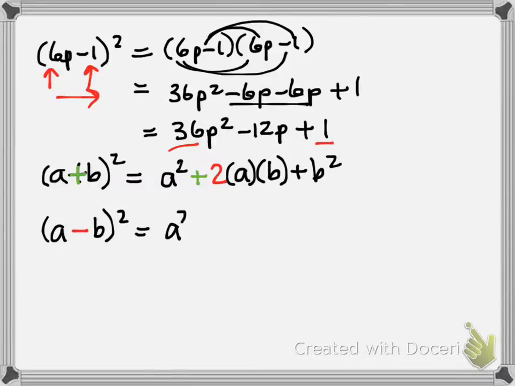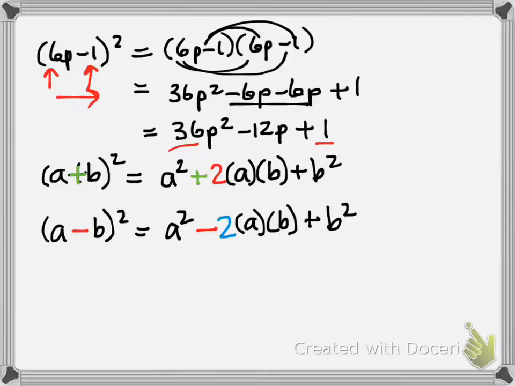We square the first term. The middle term will be negative, so it matches the sign inside the binomial. We're going to get 2 of the product of our 2 terms. And then we're always going to get a plus, and then we're going to square the back term.